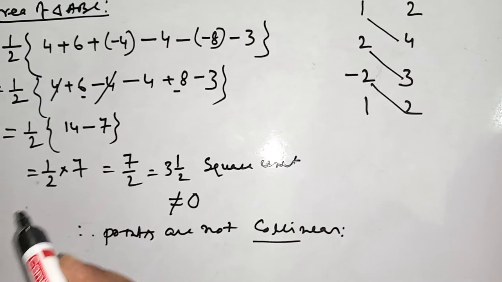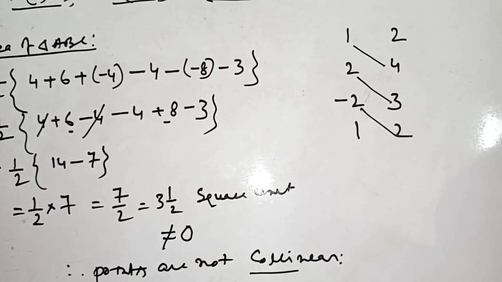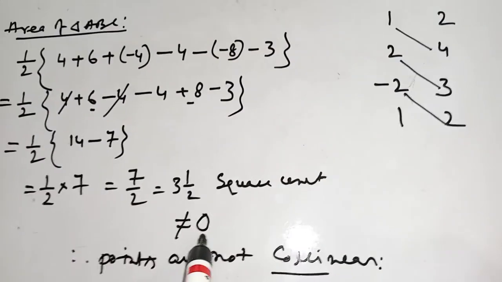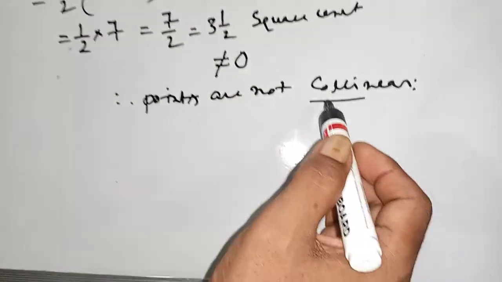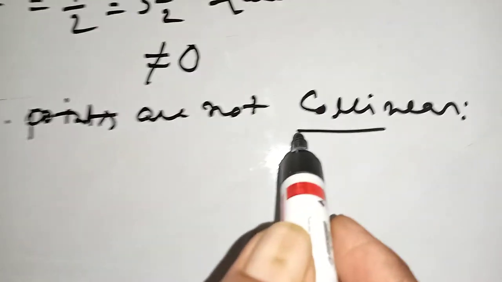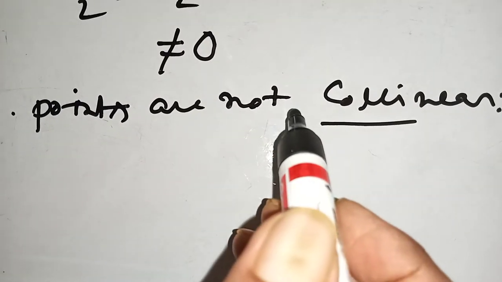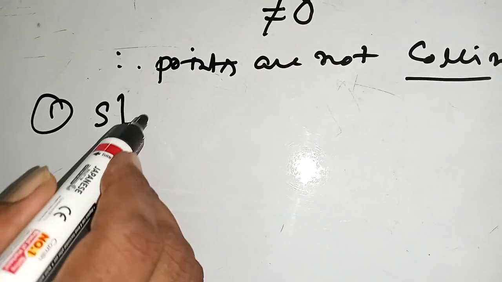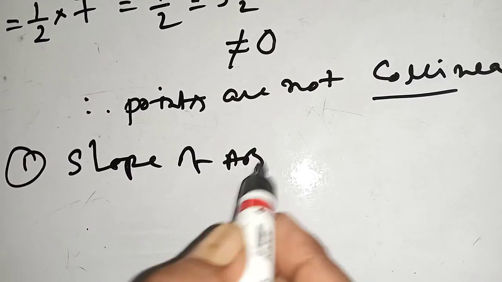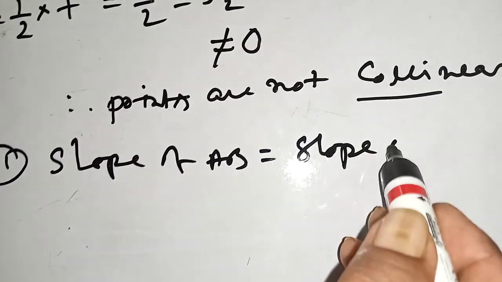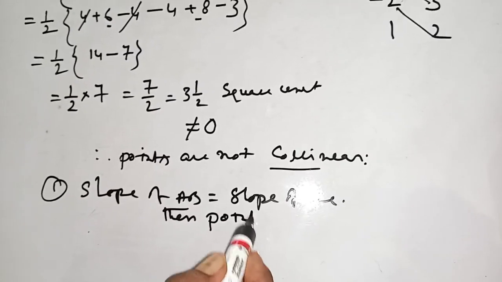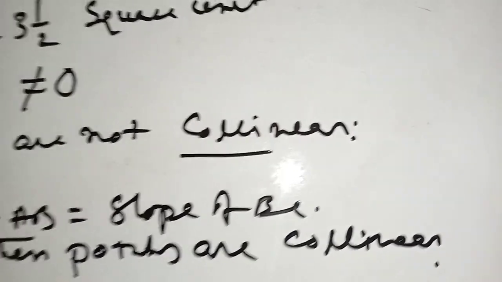If the area of triangle is 0, then the points are collinear. Collinear, that means it lies on same straight line. Another way you can find the collinear: if the slope of AB equal to slope of BC, then points are collinear.